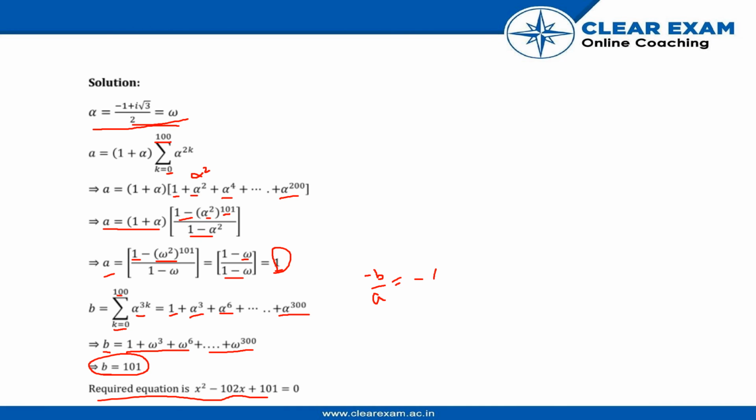And then the product of roots is c by a, which is 101, which in this case is this. So that's it.